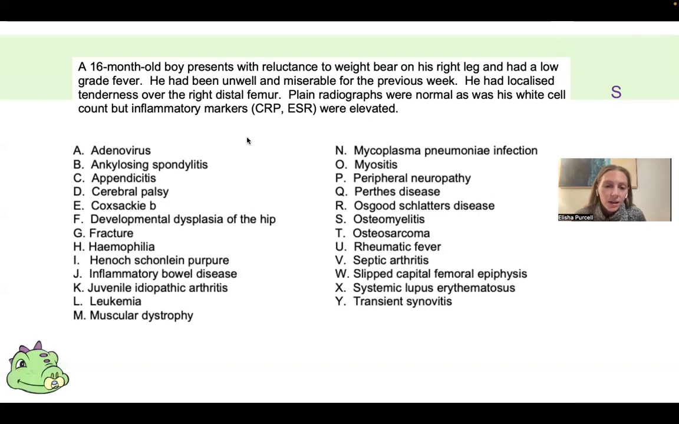these do present similarly, septic arthritis and osteomyelitis, but for this question, his white cell count is normal and he's not systemically unwell. Yes, it says he's been unwell and miserable, but he's got a low-grade fever. And someone with septic arthritis is going to have a high-grade fever, going to be systemically unwell, as opposed to osteomyelitis, where they're going to be a bit unwell with a low-grade fever. And that's the main differentiator for me when I tackled these questions last year.